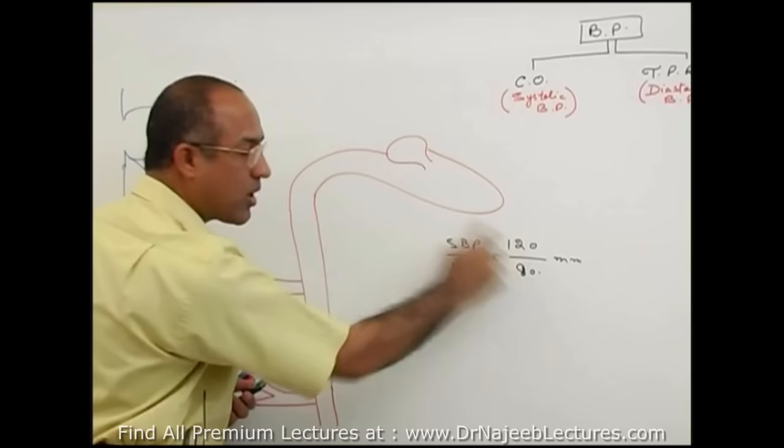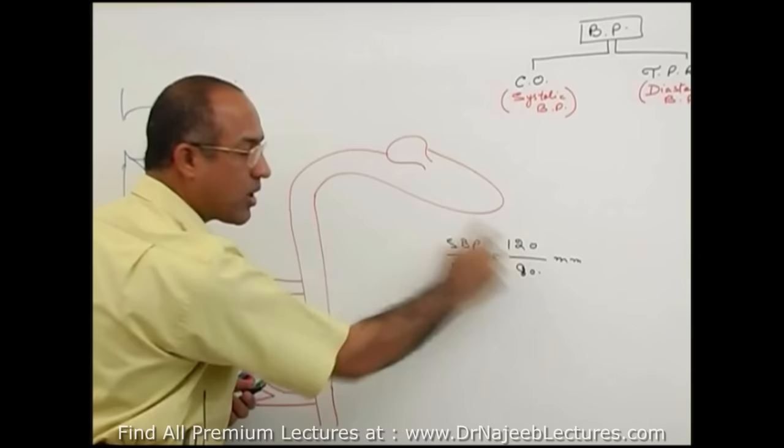If end diastolic volume is more, it means the ventricle is overfilled. Frank Starling says, the more you fill the ventricle, the more it stretches and the more it contracts. And if you fill the ventricle less, it contracts less. Is that right? Now, number one, what is preload? Preload is the volume of the blood present in the ventricle just before systole.